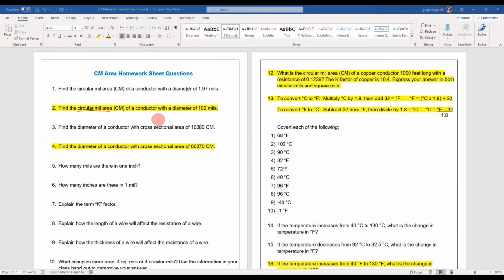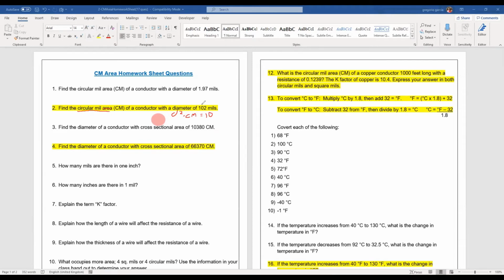So we are just going to follow the formula that I showed you before. So diameter squared is going to be equal to circular mils. So 102 squared, that's going to be a very simple answer. 102 squared is going to be equal to 10.4 kcm, or 10,404. That's going to be the answer for the diameter squared.